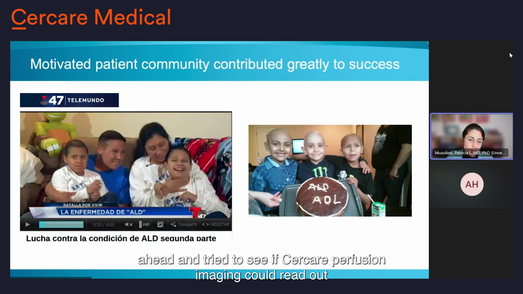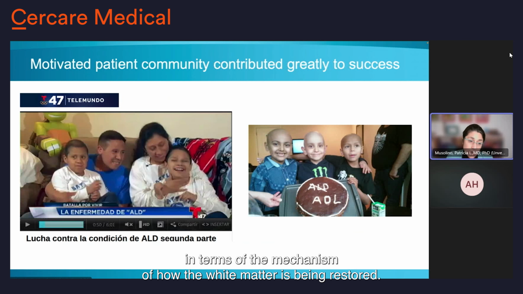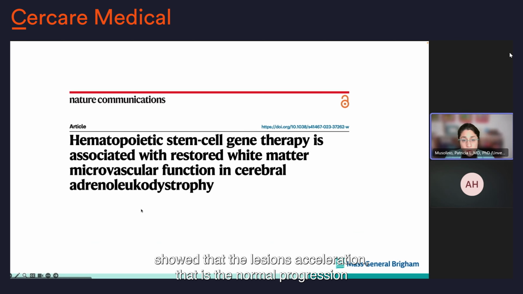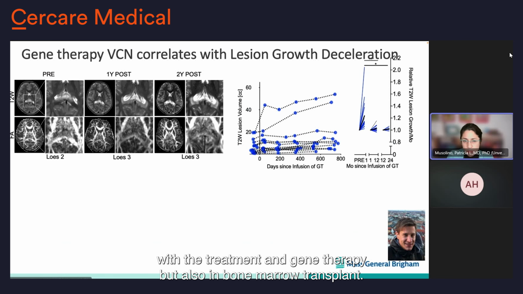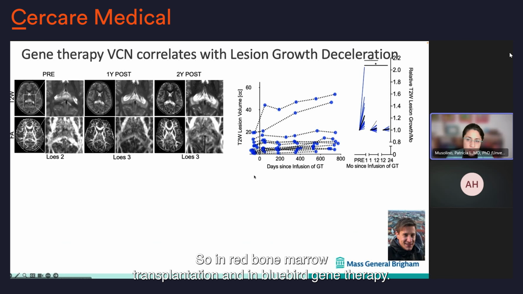So we went ahead and tried to see if Cercare perfusion imaging could read out the effects of gene therapy, and what it could also tell us in terms of the mechanism of how the white matter is being restored. The first observation was that the volumetric analysis showed that the lesion acceleration, that is the normal progression of the lesions, flattens, that is, decelerates. And we saw that this correlated between T2 lesions with the treatment in gene therapy, but also in bone marrow transplant. So in red, bone marrow transplantation, in blue, gene therapy.